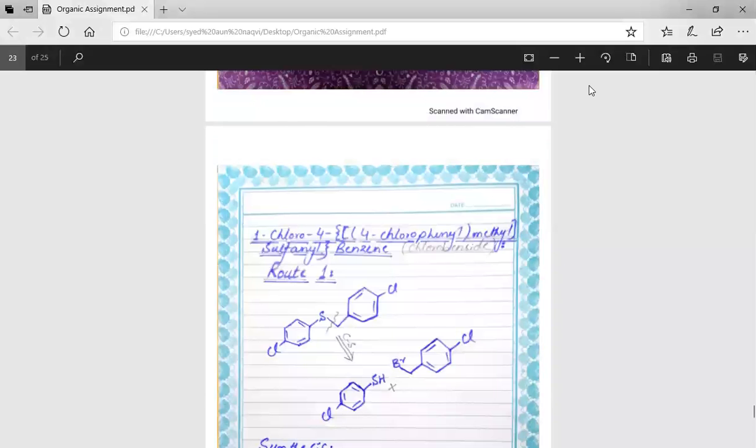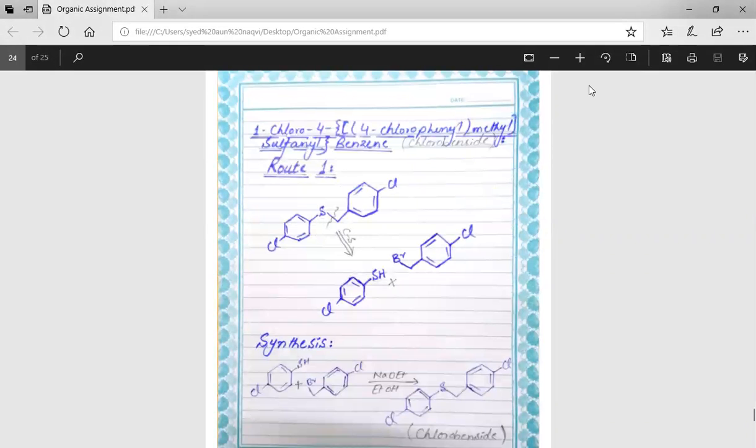So our next product, the last product, is 1-chloro-4-(phenylsulfonyl)benzene, simply chlorbenside, chlorosulfonyl sulfoxide. These are the common names of this product. So using retrosynthetic analysis, we have route one for this chlorbenside. When we break the carbon-sulfur bond at this position, we will have two products. These are the reagents. I did not write the synthons, sorry.